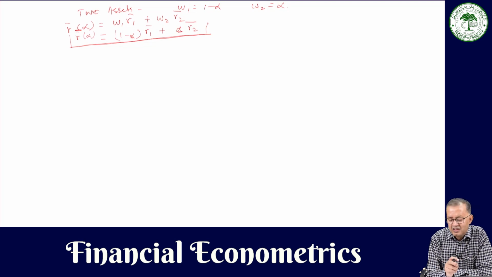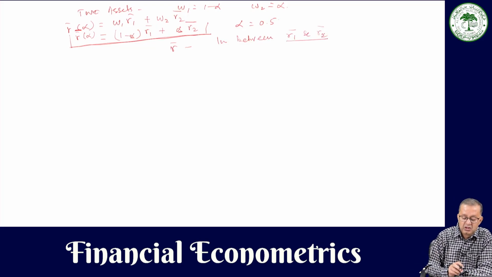If the two assets are equally distributed, if alpha is equal to 0.5, means 50% of the portfolio is asset 1 and 50% is asset 2, so the mean return will be exactly in between R1 bar and R2 bar. So this is the mean return.